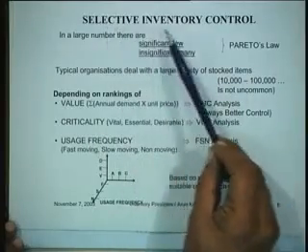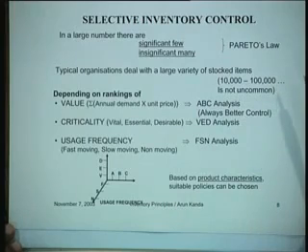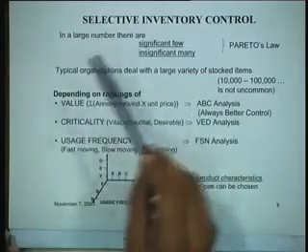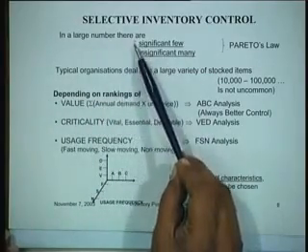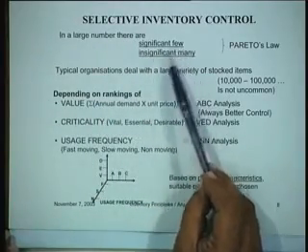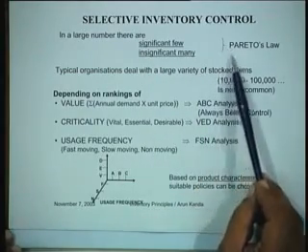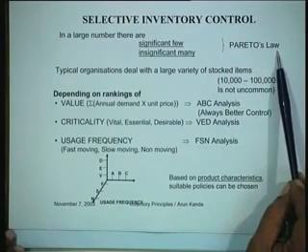I think a very important principle in dealing with inventories is what is known as selective inventory control. Many of you may have heard of this term, that if you have a large number of items or a large number of people, there are always a significant few and insignificant many among them. In fact, this law is known as Pareto's law.